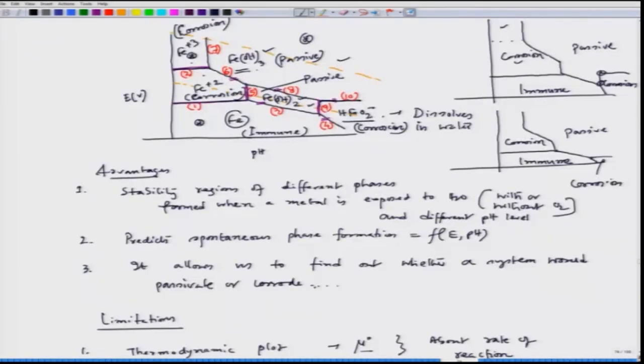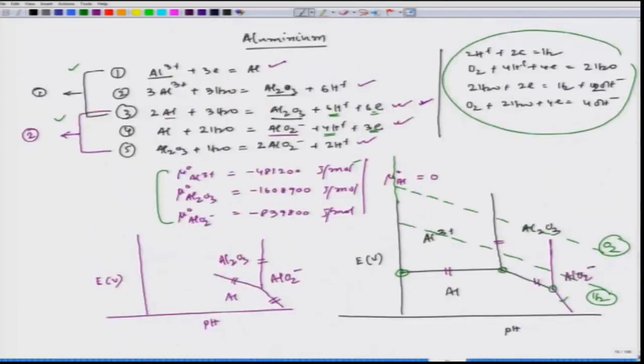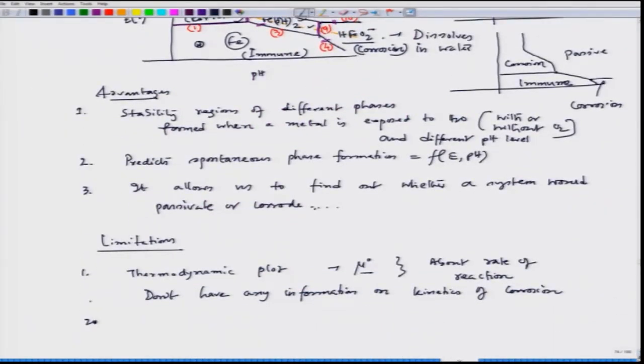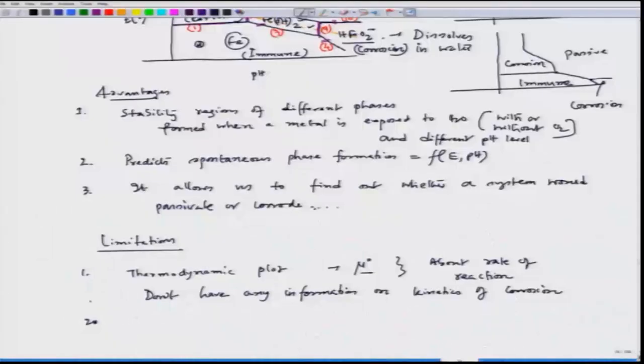And the second limitation concerns the passivity region. Whenever we are looking at the passivity zone, we are assuming that that particular phase would form on top of the metal. But it is not guaranteed. Why is it not guaranteed? Because sometimes those phases may not form on the surface of the metal. Rather, they might be very loose, they might contain a lot of porosities and they would not give much protection. At that time it may not be actual passivation, though the Pourbaix diagram predicts that it is passivation. So, actual passivation cannot be told.